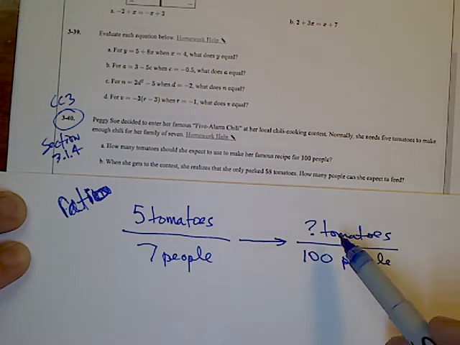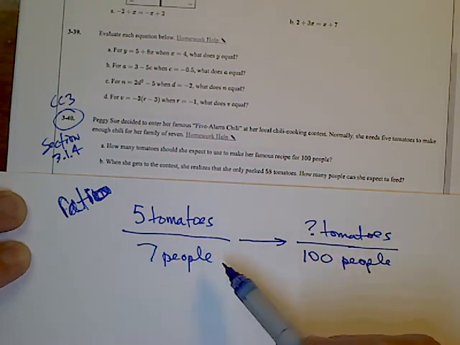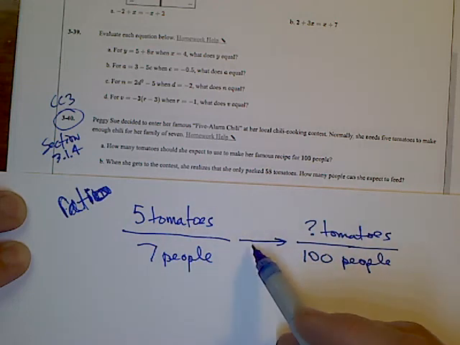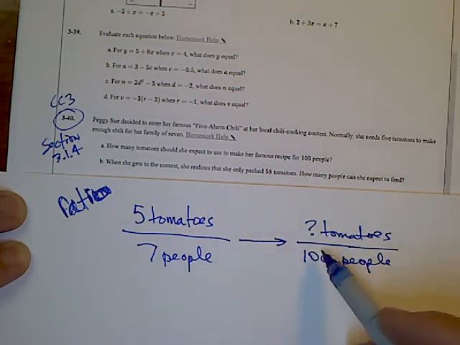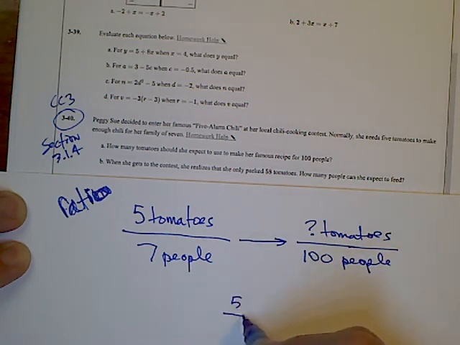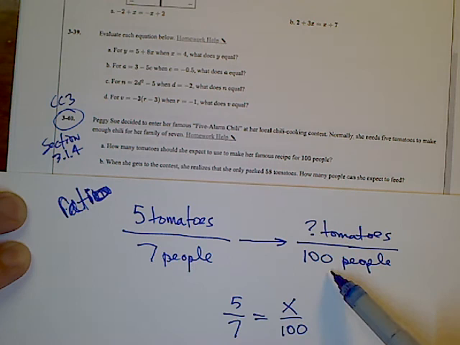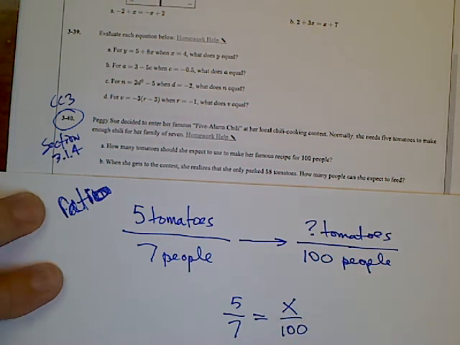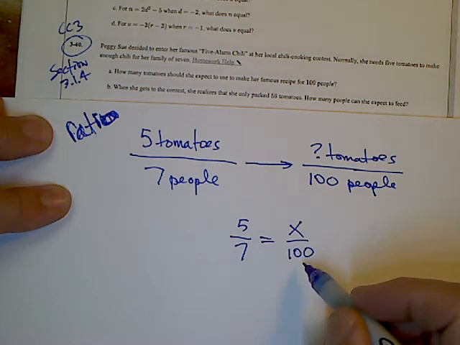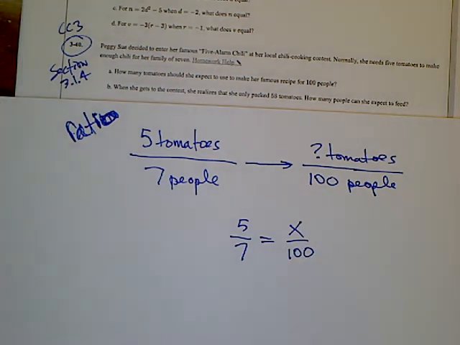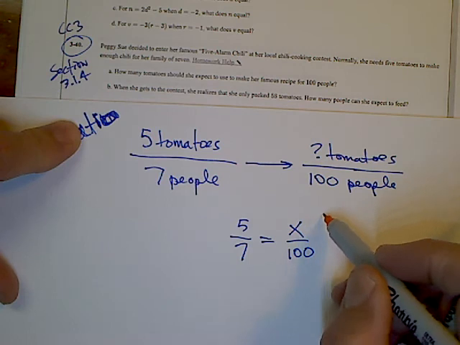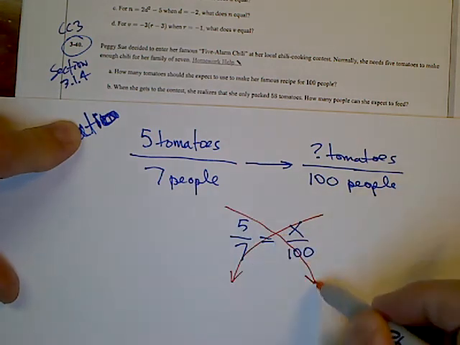There's a couple ways to do this, but the one way that I like to look at this is as a proportion. If I have a ratio and I need to convert it into another ratio, I have a proportional relationship that 5 to 7 is equal to x to 100. I need to figure out what x is. So 5 tomatoes to 7 people, x tomatoes to 100 people, is written as the equation 5 over 7 is equal to x over 100. And when you're given a proportion, we can cross multiply to solve.